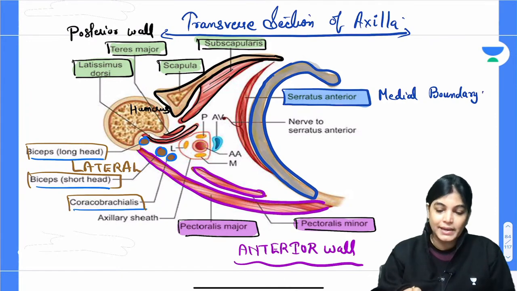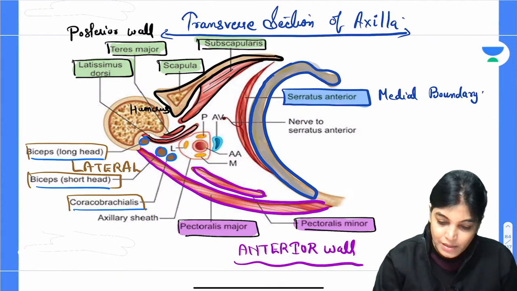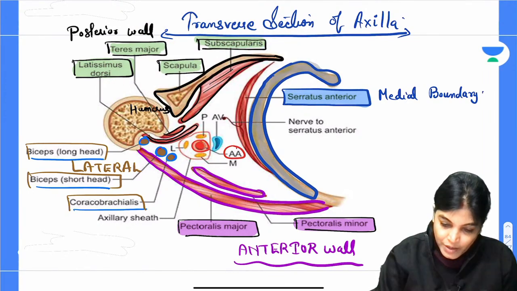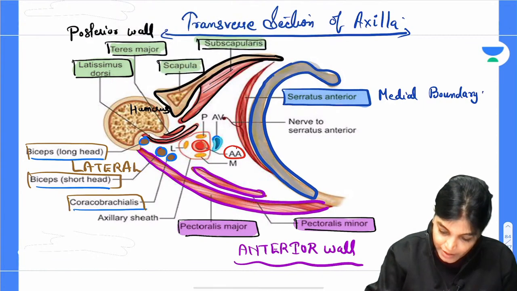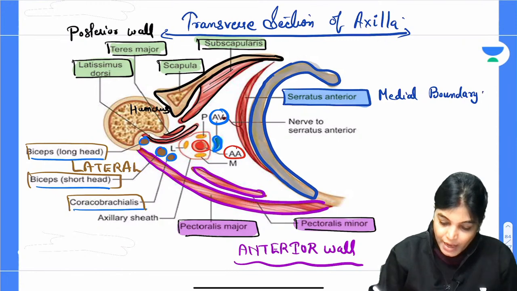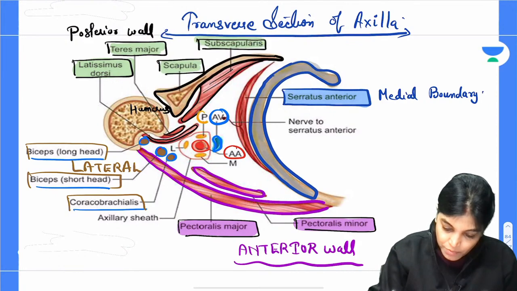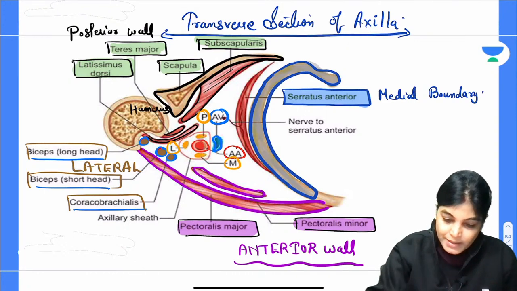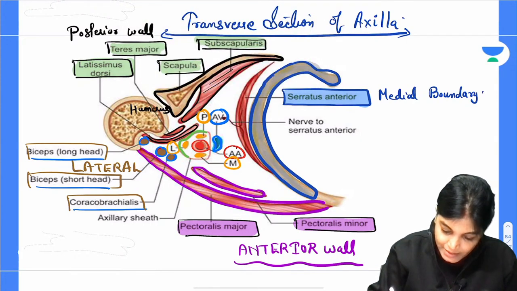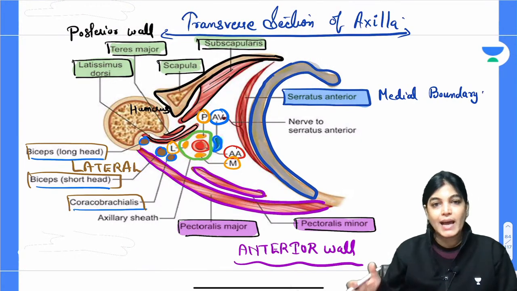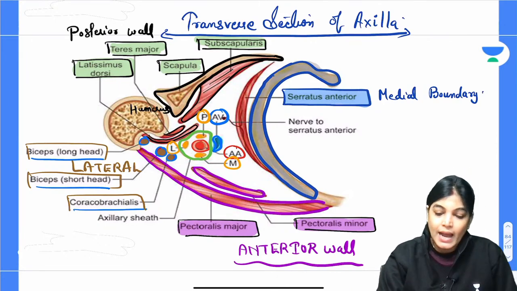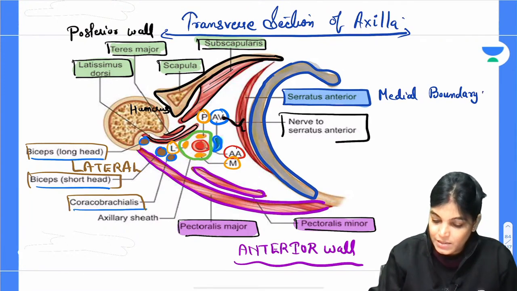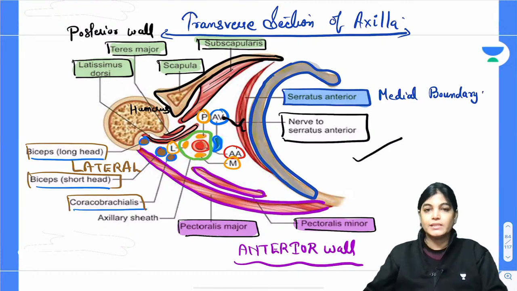Now the contents residing inside. Very nicely you can see the contents here. We have AA. What is AA? This is the axillary artery. We have AV. What is AV? That is the axillary vein. And we have the cords of brachial plexus: P, posterior cord, lateral cord, medial cord. So these are all cords of brachial plexus. In this diagram, the cords of brachial plexus and axillary artery are covered by the axillary sheath. Outside the axillary sheath, we have the axillary vein, and one more nerve has been shown. This is the nerve giving innervation to the serratus anterior muscle, the nerve to serratus anterior.